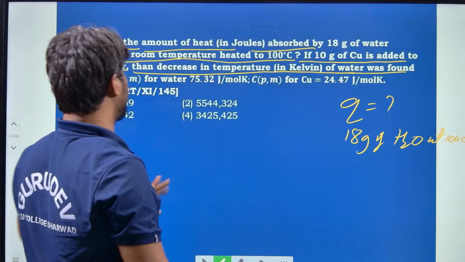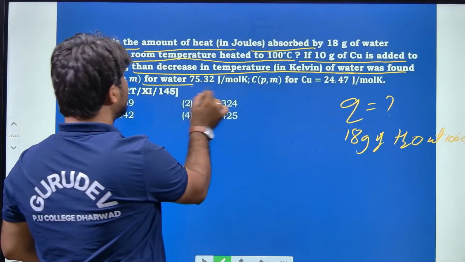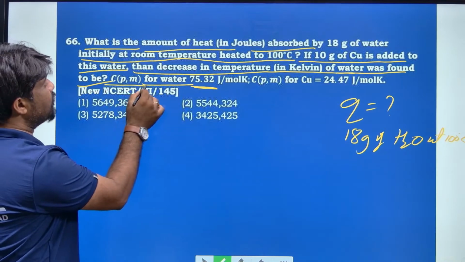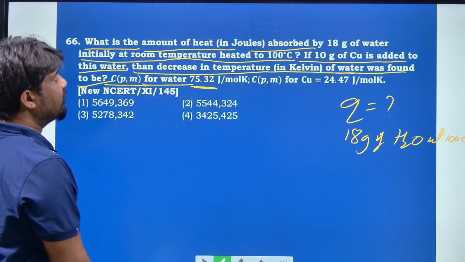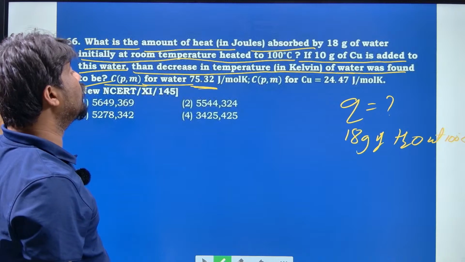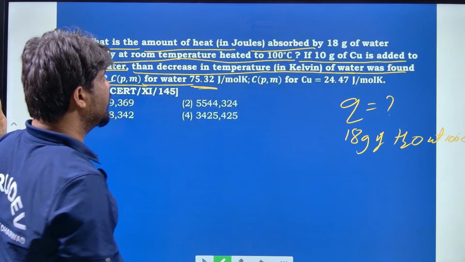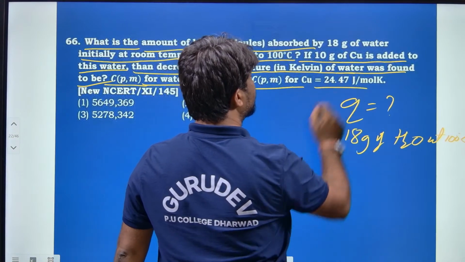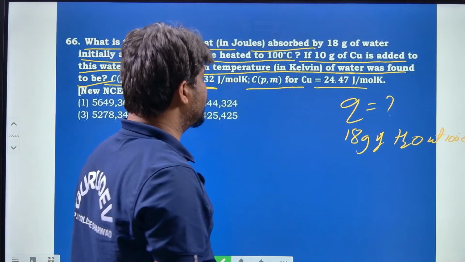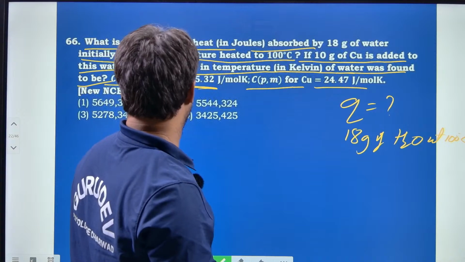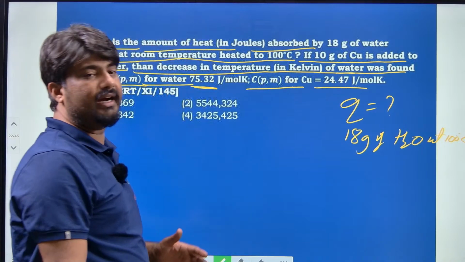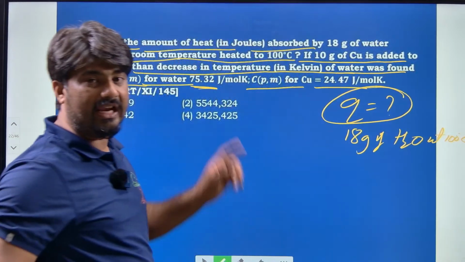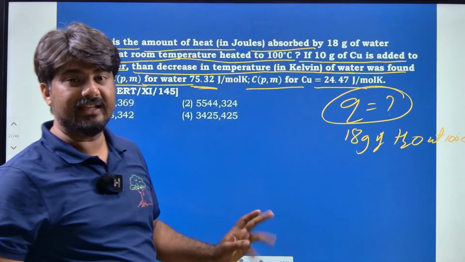That is T2, we need to find out. For water, they have given the Cp,m, 75.32 joules per mole per Kelvin. The Cp for copper is 24.47 joules per mole per Kelvin. See what needs to be identified here. We need to identify Q first. If we calculate Q, then directly we can get the answer.